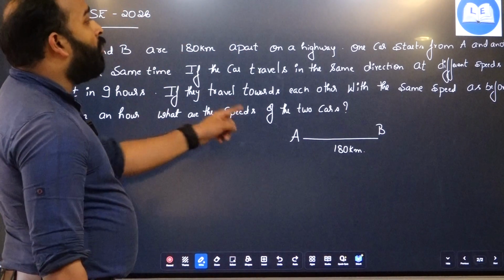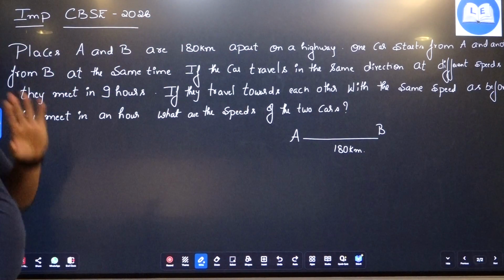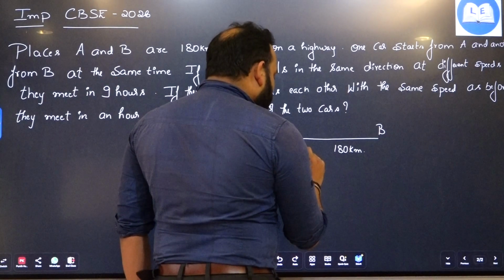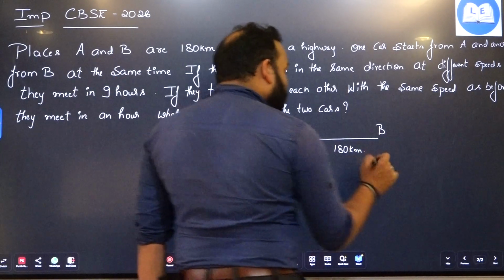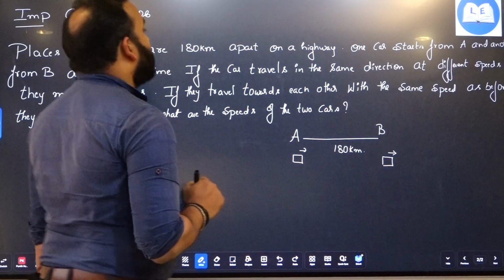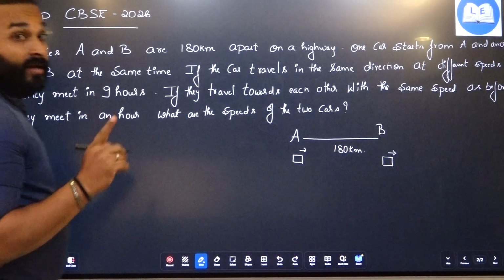One car starts from point A and another from B at the same time. One starts from A, one starts from this point in this direction, and the other starts from this point at the same time. And what happens? The speed of them is different.